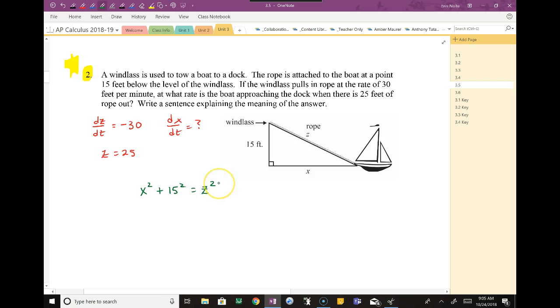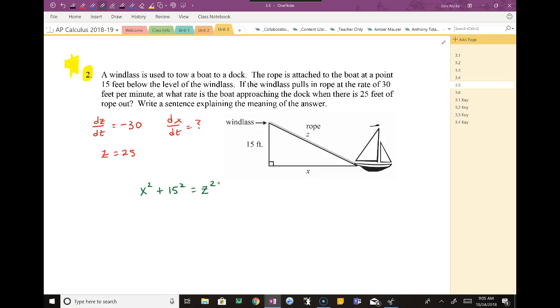Now, is everybody okay with when I use variables and when I'm using a constant? Why am I using 15 instead of some variable there? Because 15 is how tall the windlass is. Right, it never changes. It's always 15 feet above the ground. So we can represent it with a constant.